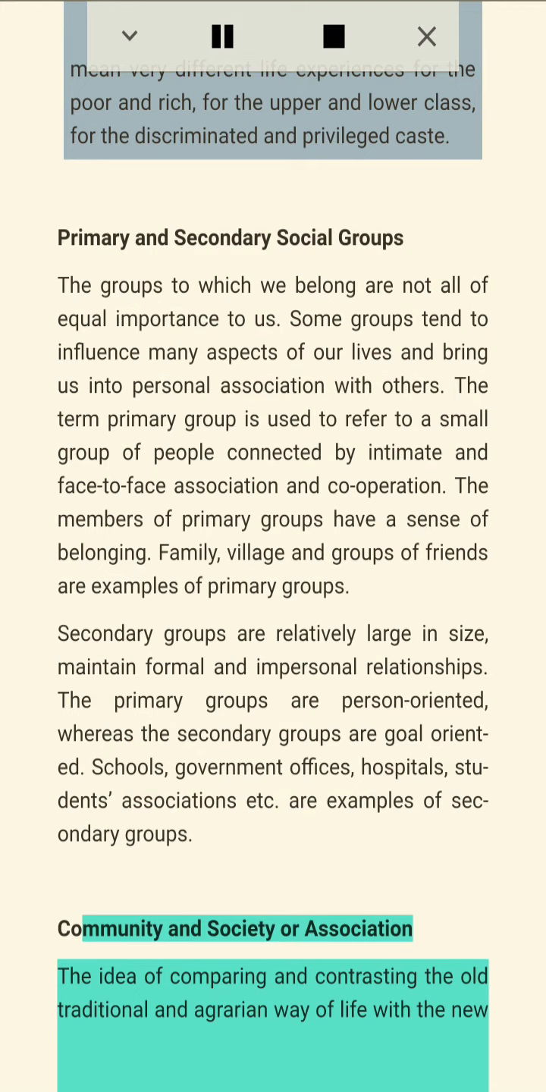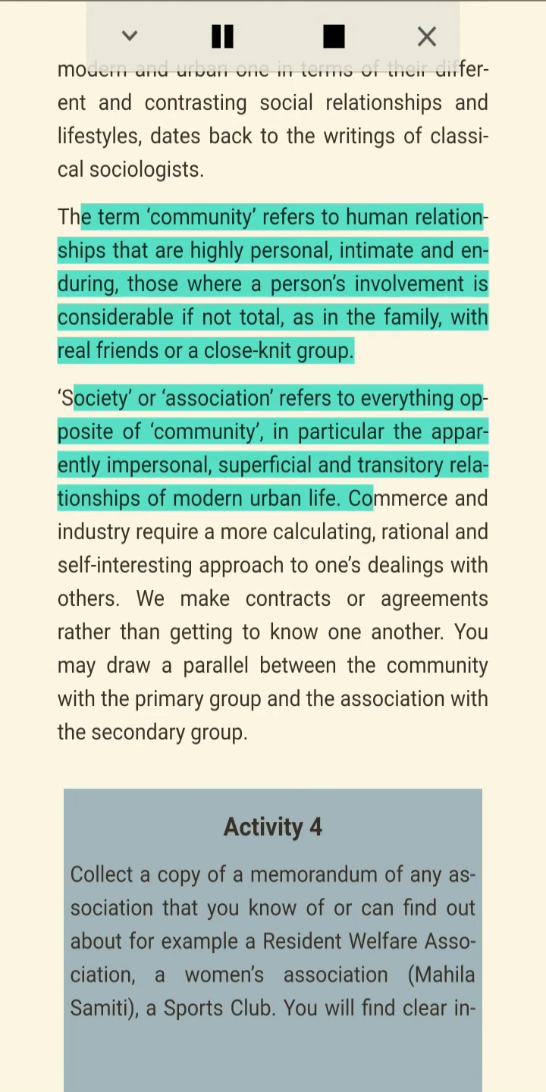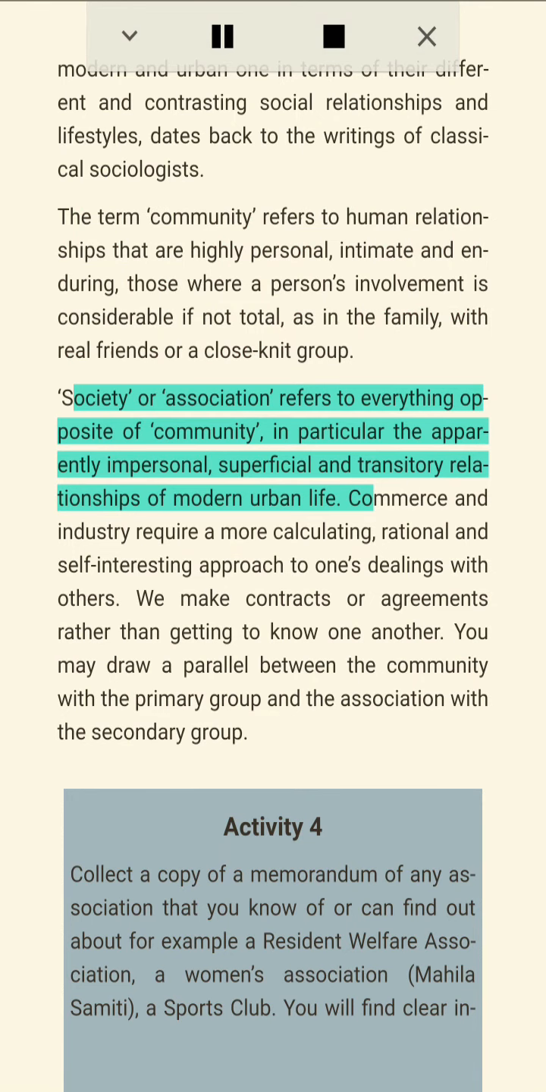Community and society or association. The idea of comparing and contrasting the old traditional and agrarian way of life with the new modern and urban one, in terms of their different and contrasting social relationships and lifestyles, dates back to the writings of classical sociologists. The term community refers to human relationships that are highly personal, intimate, and enduring, those where a person's involvement is considerable if not total, as in the family, with real friends or a close-knit group.